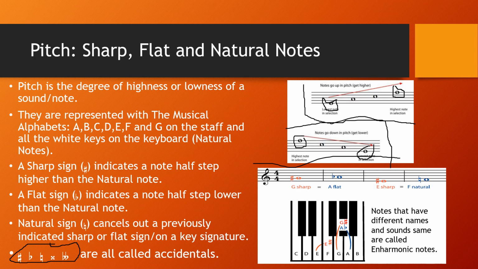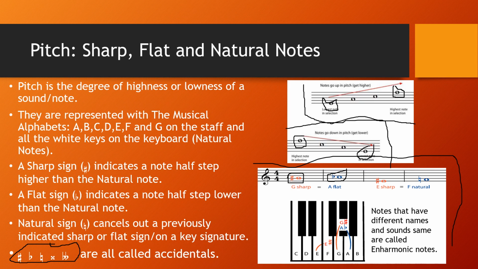Another example here on the staff, we have a sharp in front of the G musical alphabet or musical note, which makes it a G sharp. Here we have a note on A with a flat indicated, which makes it A flat. So we can say G sharp is equal to A flat.